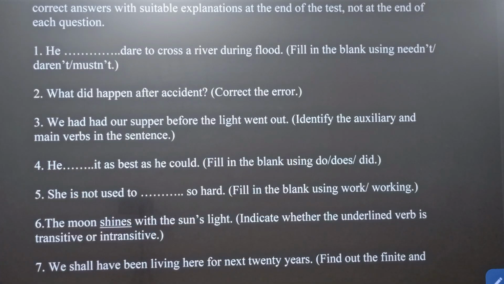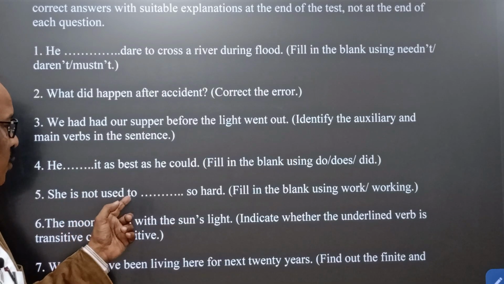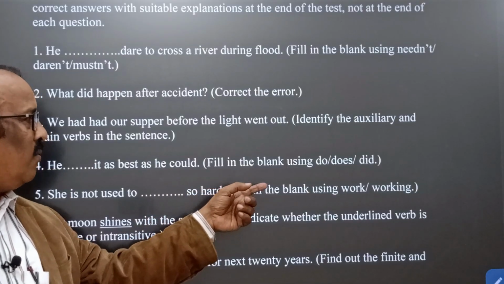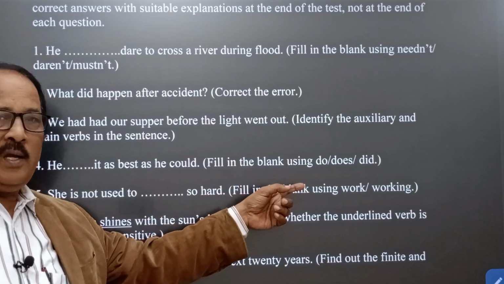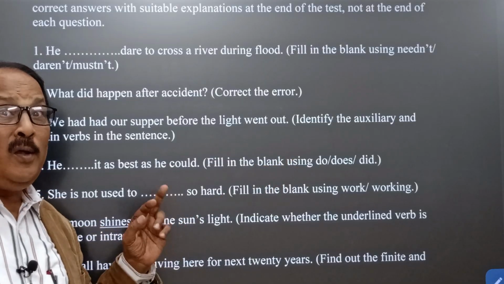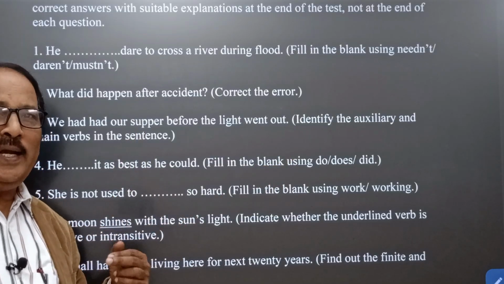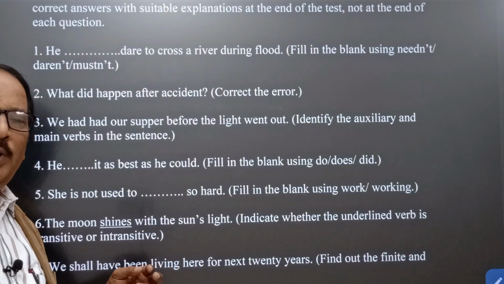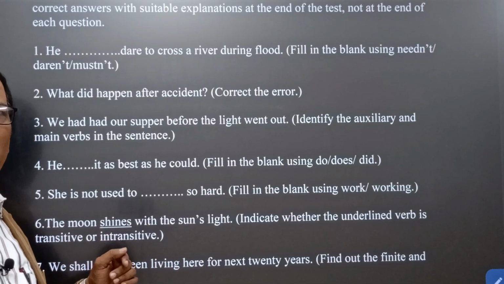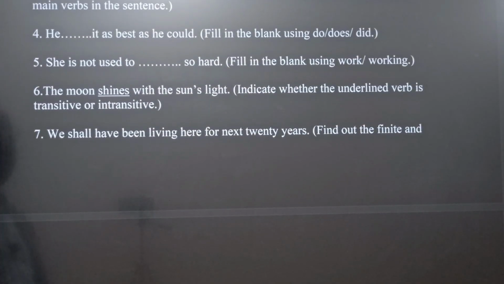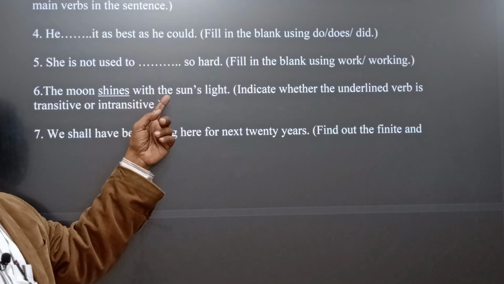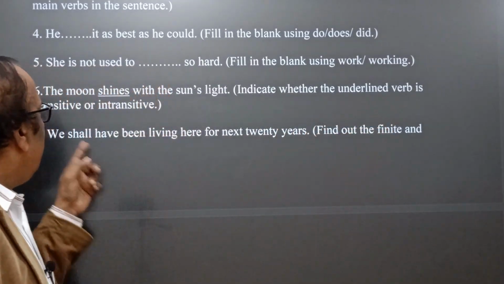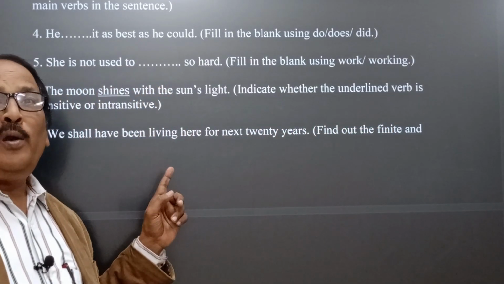Question number 5. She is not used to blank so hard. Here fill in the blank using work or working. Here we have 2 alternatives and it is your duty to choose the suitable one and fill in the blank. Question number 6. The moon shines with the sun's light. Indicate whether the underlined verb is transitive or intransitive.